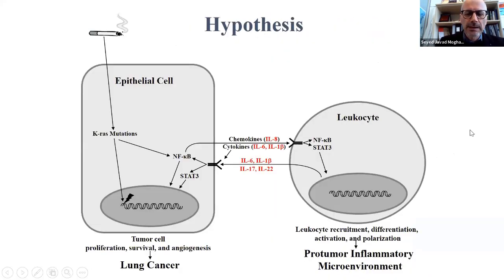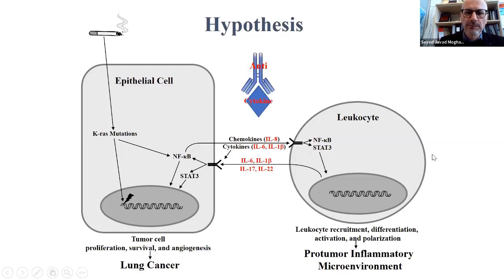So putting all this together, we came up with this working model saying that due to any carcinogen exposure, epithelial cells acquire KRAS mutation, which leads to activation of NF-kappa-B that causes a primary inflammatory signal and production of chemokines and some cytokines that affect the immune population, change their phenotype, and recruit them to the site of the tumor. And those leukocytes can produce more cytokines that feed back to the same epithelial cells and cause tumor cell proliferation, survival, angiogenesis, and progression of lung cancer.